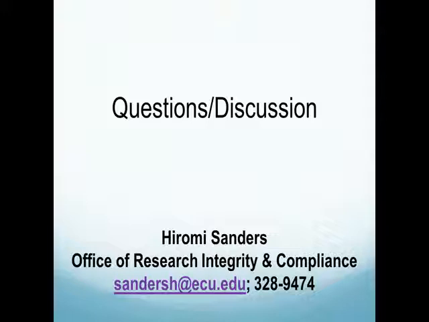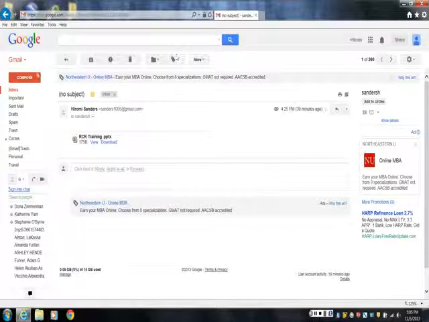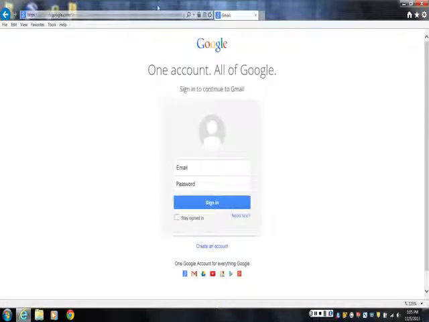We have taken a lot of time and effort on combining into one application all of the regulations that apply to human research. Our system is called ePirate, and if I had any clue how to get it pulled up, I would show you. But it's under www.ecu.edu/IRB.